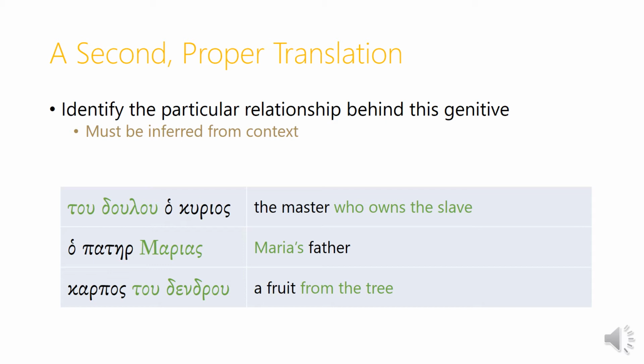So do you see what we did? We started with the initial rough translation where we just put the genitive nominal in front of the lead nominal in our English gloss. And then we asked, all right, what is the specific relationship in this case that the genitive is indicating between the genitive nominal and the lead nominal? And then we use that specific relationship to make our proper translation.